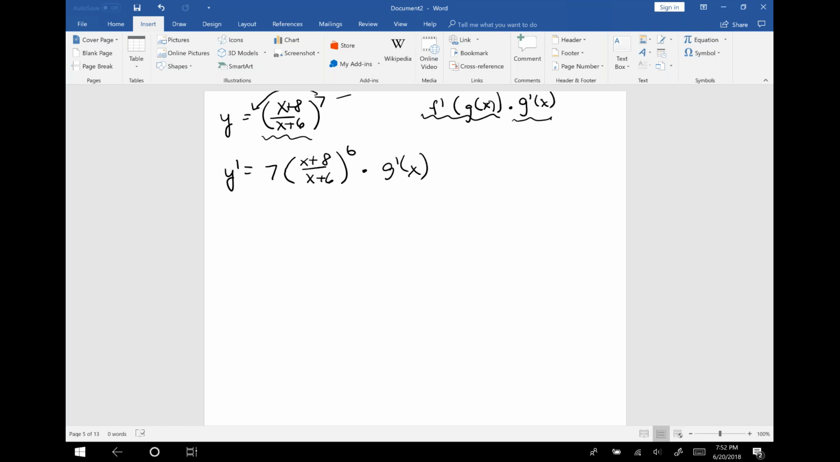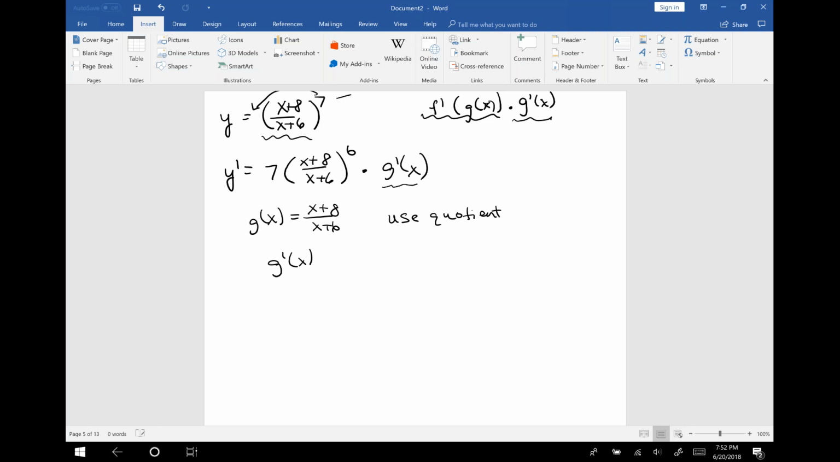So if our function right now, instead of calling it y, now I'm going to call it g of x. I'm just looking at that inside function, x plus 8 over x plus 6, because I need to take the derivative of it so that I can plug it back in here. In order to take the derivative of this, I need to use the quotient rule.